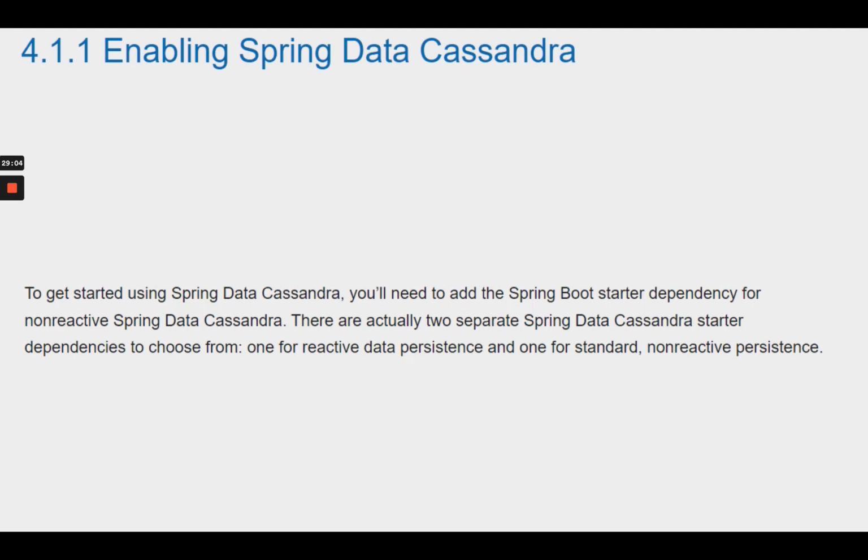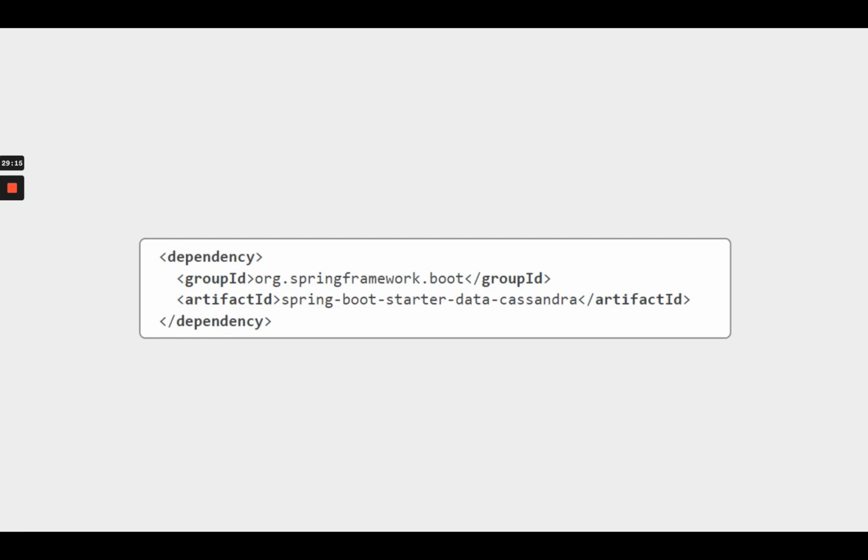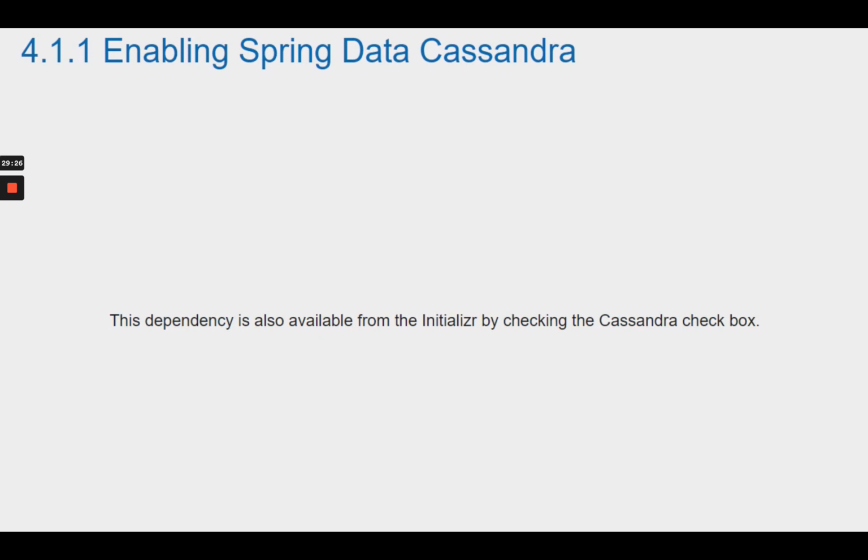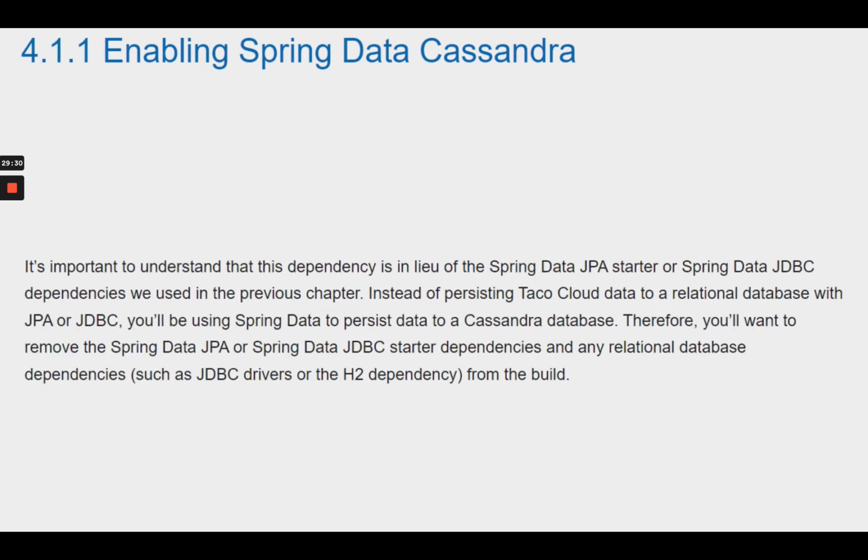There are actually two separate Spring Data Cassandra starter dependencies to choose from, one for reactive data persistence and one for standard non-reactive persistence. We'll talk more about writing reactive repositories later in Chapter 15. For now, though, we'll use the non-reactive starter in our build as shown here. This dependency is also available from the initializer by checking the Cassandra checkbox.